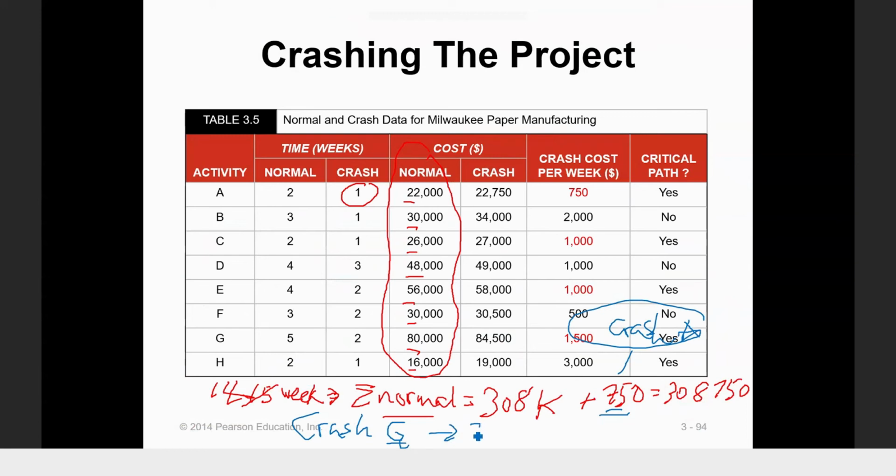So the cost will become 308,750 plus 1,500. That will be the new cost for the project. So with the new cost, our project is completed in 13 weeks. Okay, I hope that clarifies these issues of crashing. All right, with that, I finish this chapter on project management.